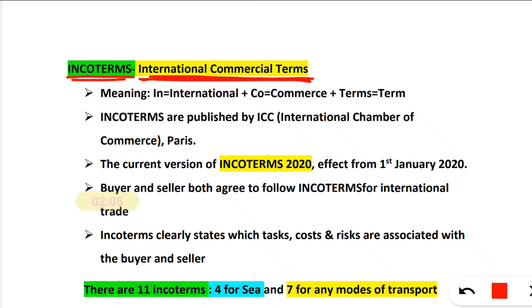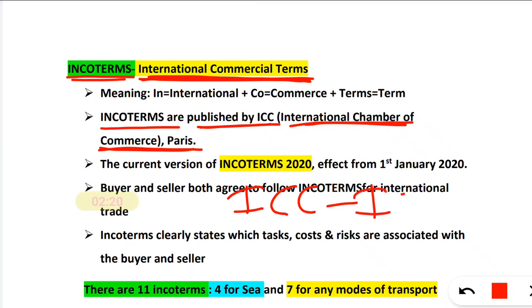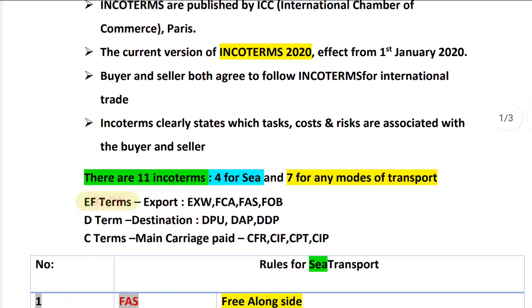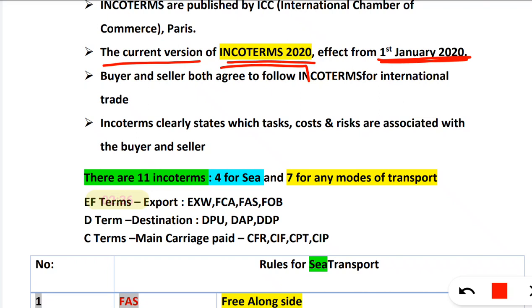So now see who prepares those terms. Incoterms are published by the ICC, the International Chamber of Commerce, having headquarters at Paris. So the International Chamber of Commerce prepares the Incoterms. Incoterm means simply international commercial terms. Okay. Now see, the current version, Incoterms 2020, is effective from 1st January 2020.